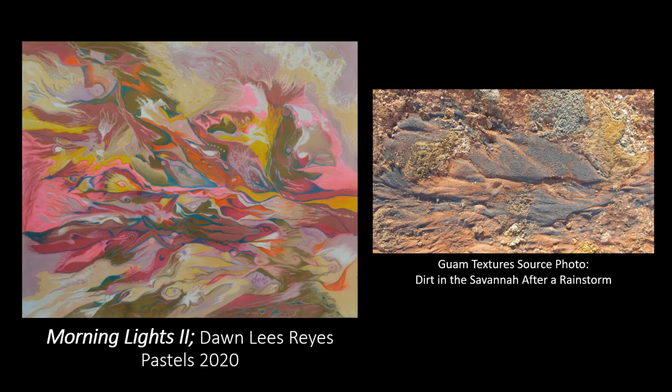Morning Lights 2 was inspired by the beautiful colors and shapes found in Guam dirt after a rainstorm. While looking at the source photo, I could get a feel of how fast water was rushing down the hill and how it pulled the dirt with it. The colors and shapes seemed so soft to me, even after such violence. It was that softness that I wanted to emphasize in this painting, and so I purposely left out the grainy pebbles you can see in the source photo.